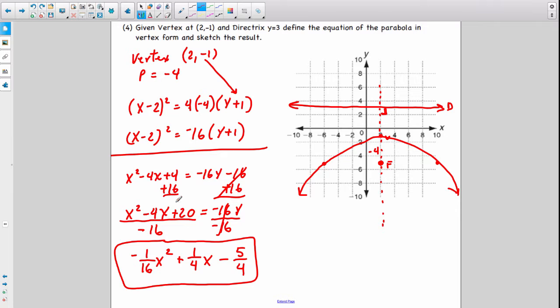Okay, I hope you enjoyed checking out parabolas in a different view. And what we did here today was we took components of a parabola and found out their modified vertex form and standard form.